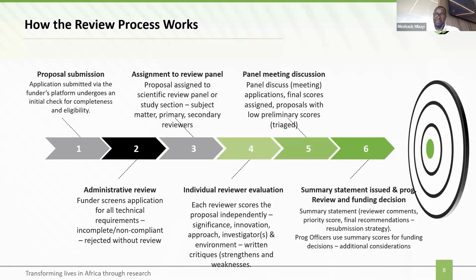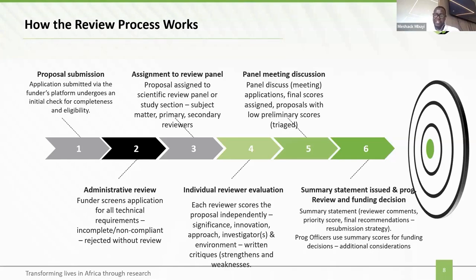So the 6th stage is, once after the panel meeting as discussed, they will now write a summary statement. The summary statement is what you get as part of the main review done on the proposal. In the summary statement, they list the reviewer comments, the priority score, final recommendations. And it is important to note that this is your resubmission strategy. This is a document that is very critical in guiding you in your resubmission strategy.